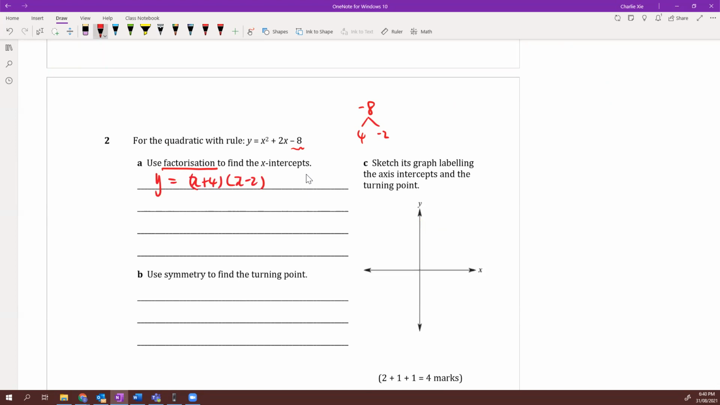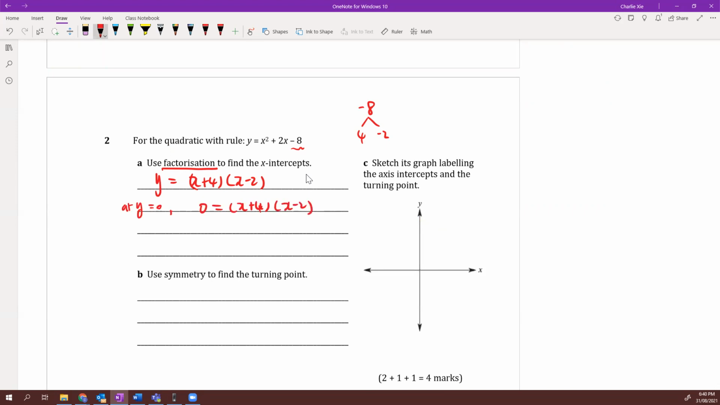Okay, we have to factorize this. And the question is asking us to find the x-intercept. To find the x-intercept, y has to be 0. So 0 equals (x plus 4) times (x minus 2).